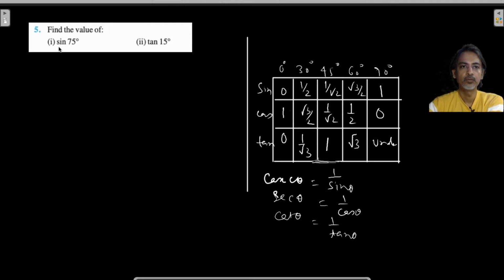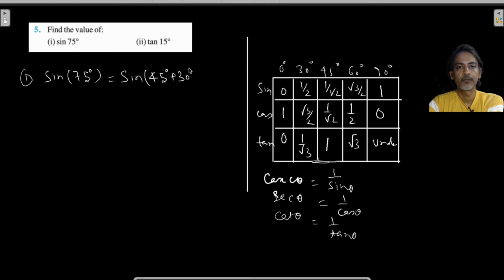Okay, so now coming to the first problem, here we have sine 75 degree. We don't know the value of sine 75 degree, but we do know the values of 45 and 30 degree. So what we'll do is write 75 degree as 45 degree plus 30 degree.